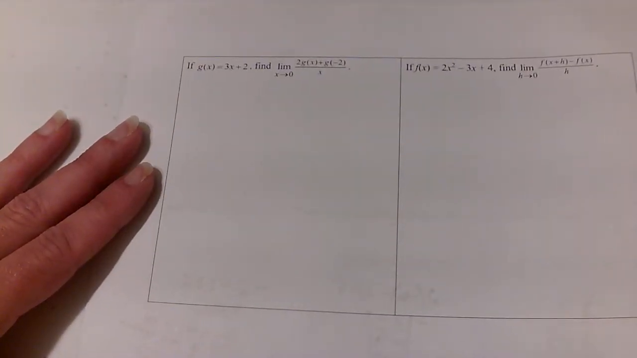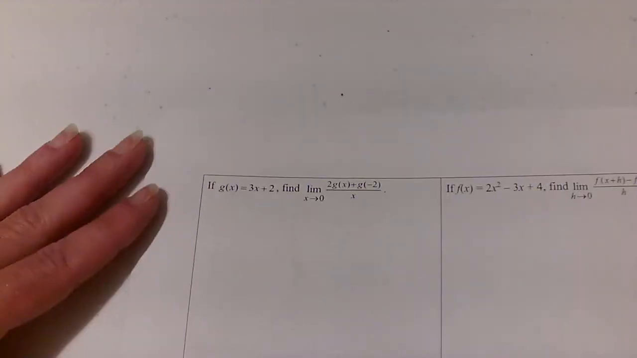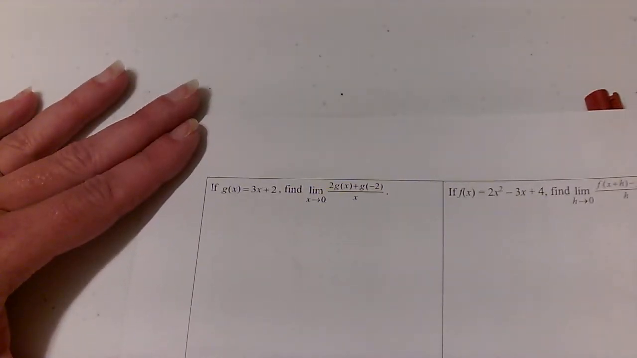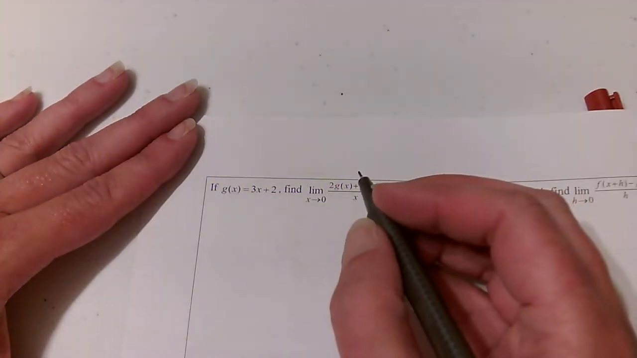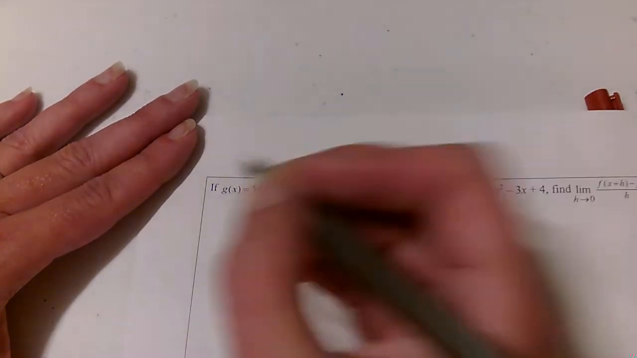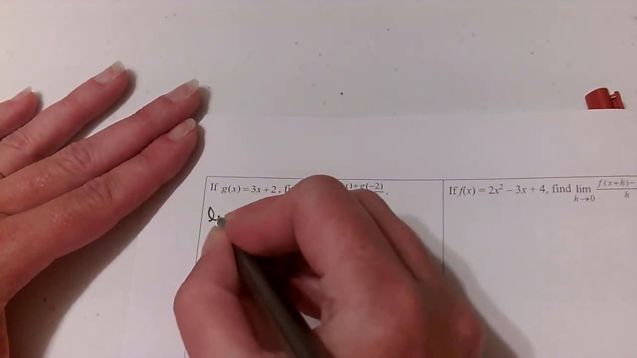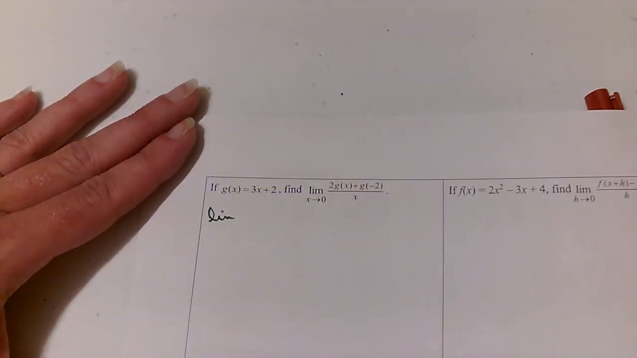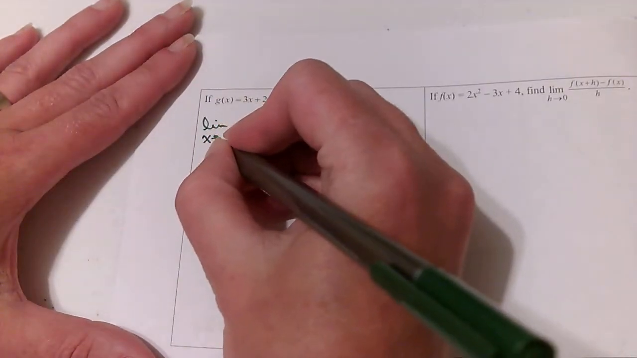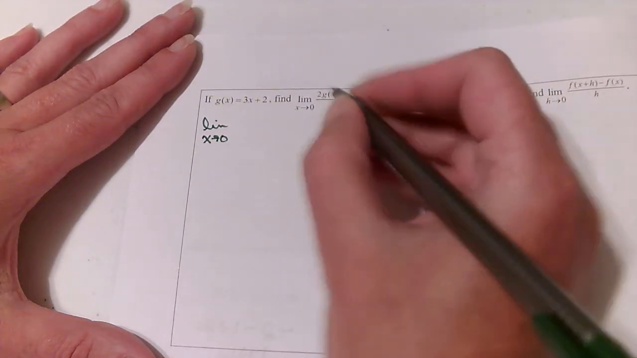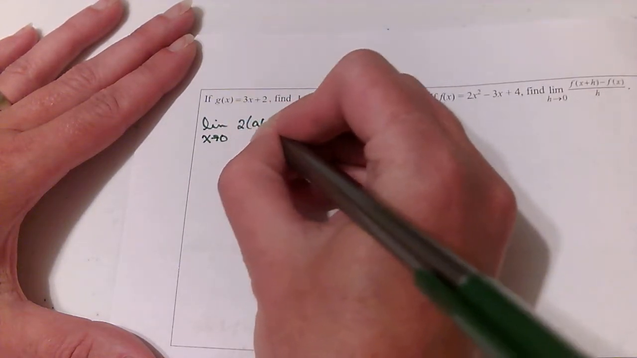Ooh. What if we had to do it analytically? All right, we can do this. So what this is really saying is we're going to plug in. Let's break it down. Okay, so the limit, as x approaches 0, 2 times g of x, we need to go ahead and plug in.